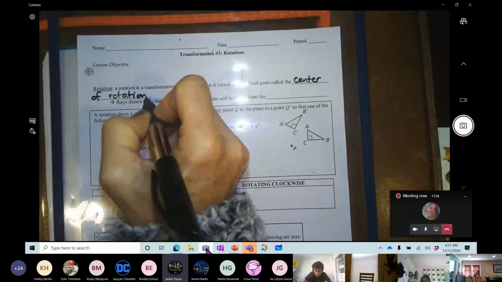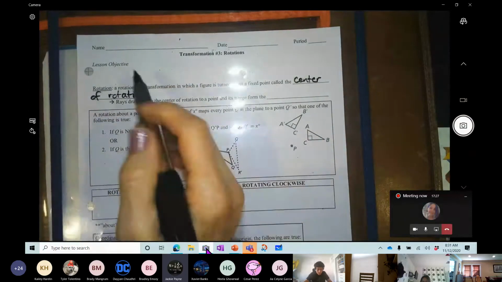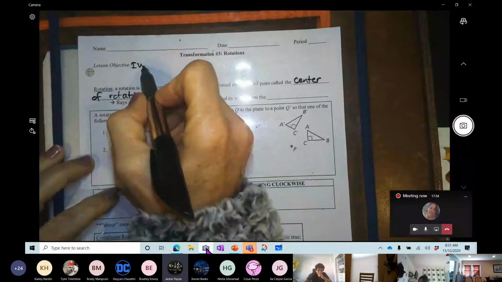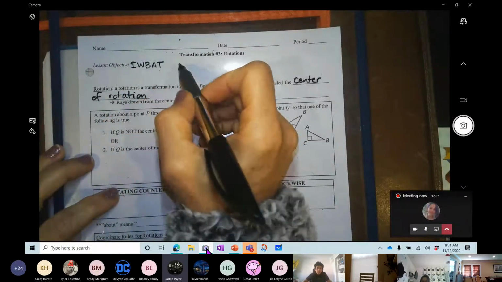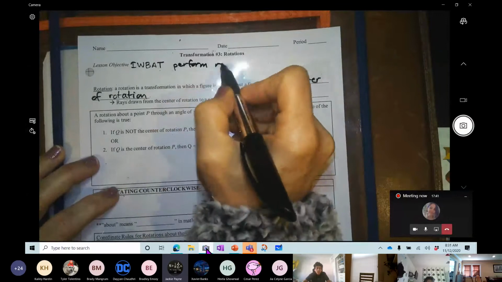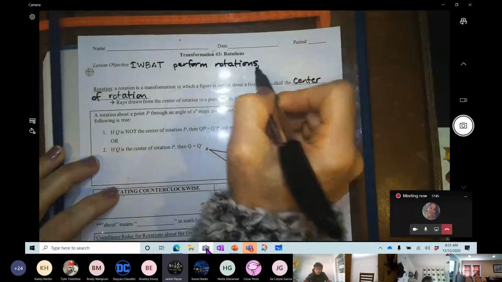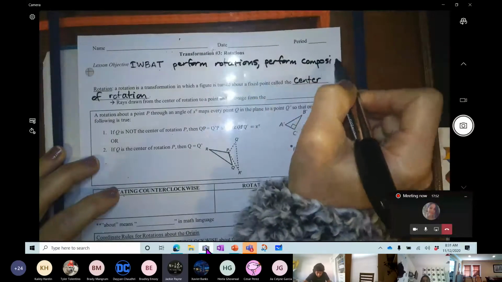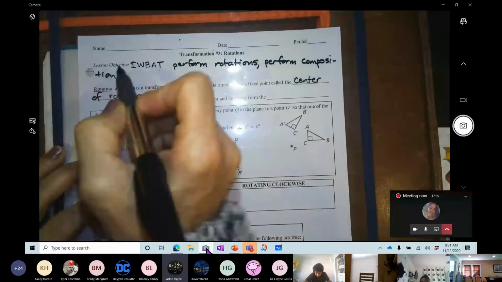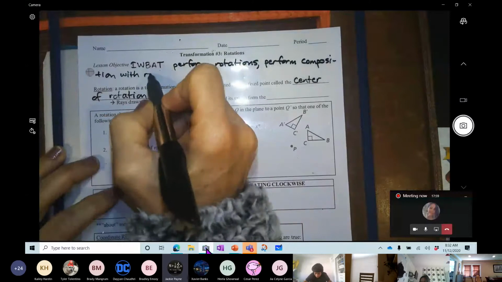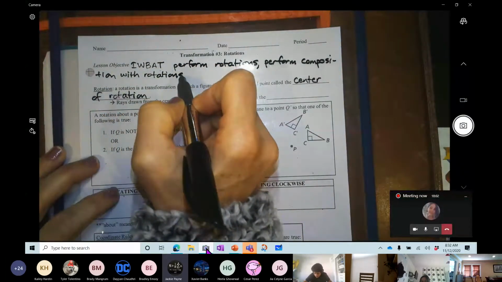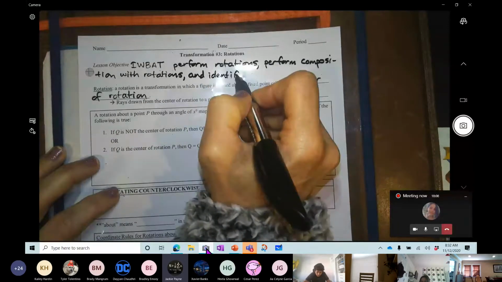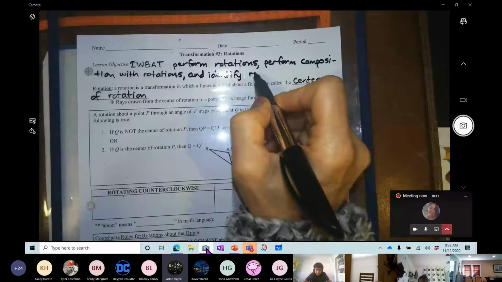Well, you know what I didn't do? I didn't tell you what our objective is. So our lesson objective, in other words, what I'm hoping that you will get out of this, is that I will be able to perform rotations, perform composition with rotations, and identify rotational symmetry.